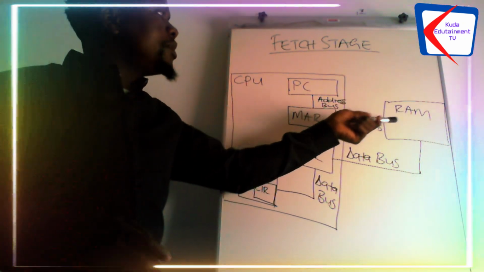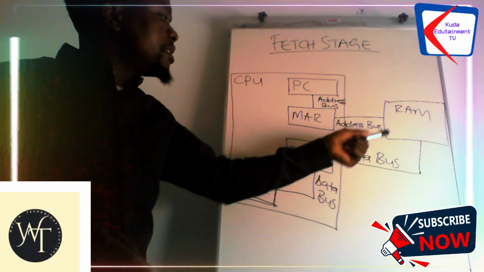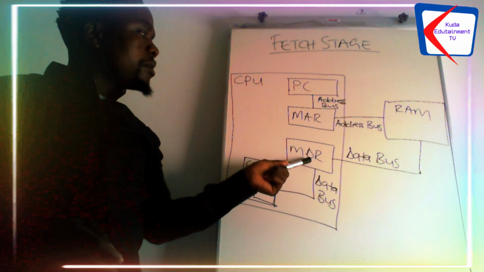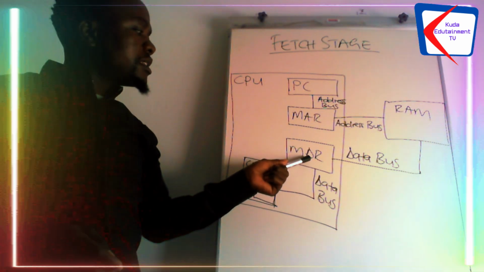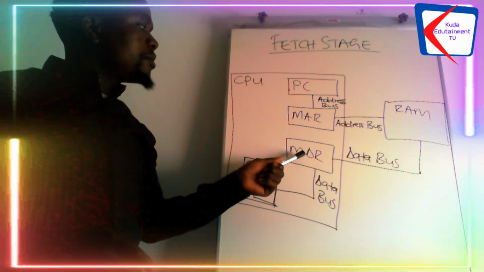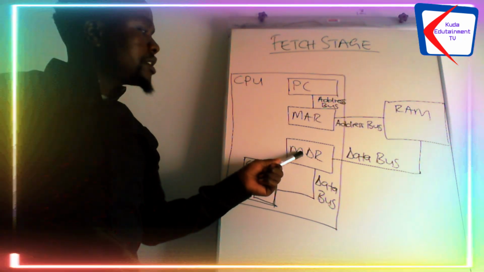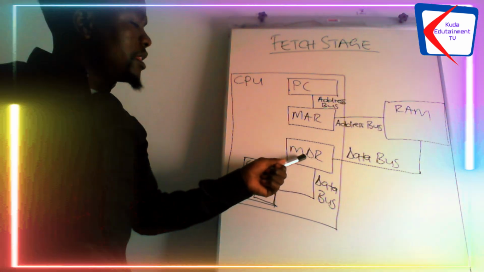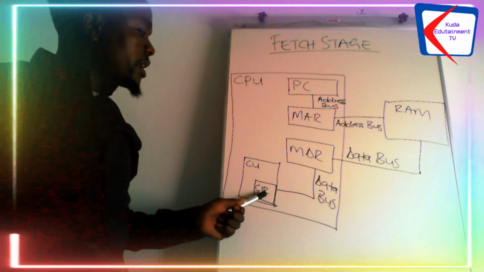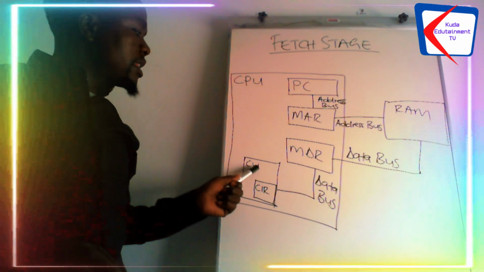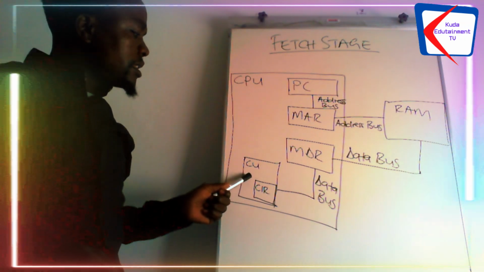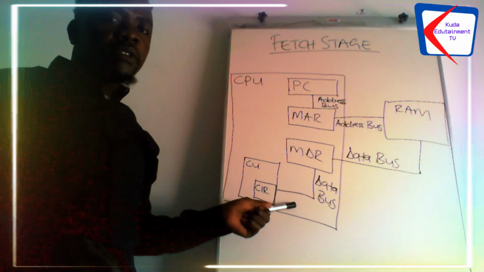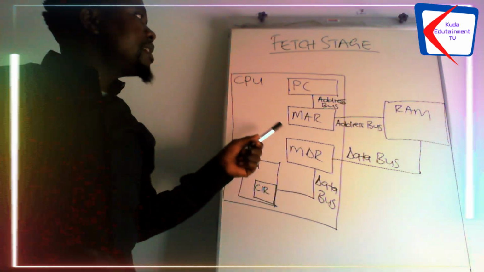And then when the instruction has been located in the RAM, it can be sent to the memory data register, where it is temporarily kept or held. And then after that, the memory data register, remember we said it holds the data or instruction that had been fetched from the RAM, transfers the data or instructions to the current instruction register, which is an internal component of the control unit, through the use of a data bus. So in simple terms, this is what happens at the fetch stage.